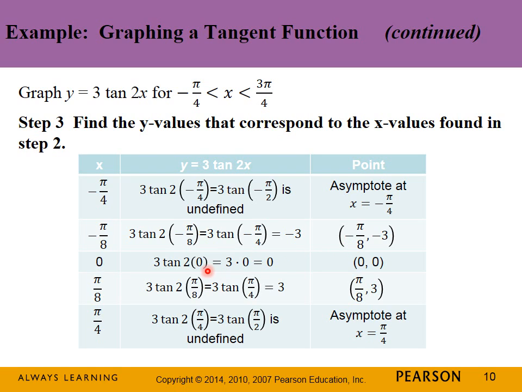Then we plug in 0. The tangent of 0 is 0, so this graph is going to go through 0, 0. And then plug in pi over 8. You get 3 times the tangent of pi over 4. The tangent of pi over 4 is 1, so that makes this equal 3. We're going to go through the point pi over 8 comma 3. And then finally, if you plug in pi over 4, you get 3 times the tangent of pi over 2, and like we were saying earlier, the tangent of pi over 2 is undefined. So that's going to be our next vertical asymptote.